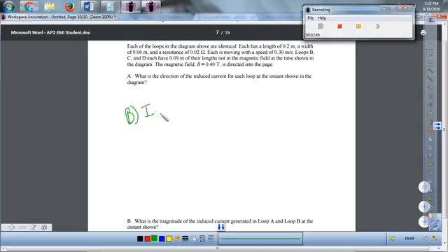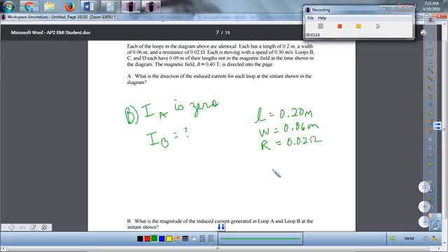Magnitude of the current in loop A is 0, because we said that there was no change in the flux, so there could be no current. All right, the induced current in B is what we need to know now. Well, let's go up and look at the data they give us. They give us the length of the wire, 0.20 meters, the width of the wire, 0.06 meters. They give the resistance of the wire, 0.02 ohms. They give us the speed, 0.30 meters per second. And they give us 0.09 meters of their lengths are not in the magnetic field, and the strength of the field is 0.40 Tesla.